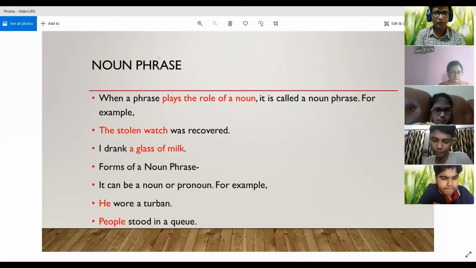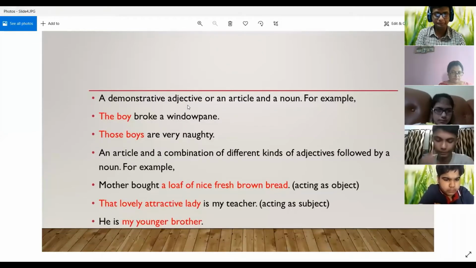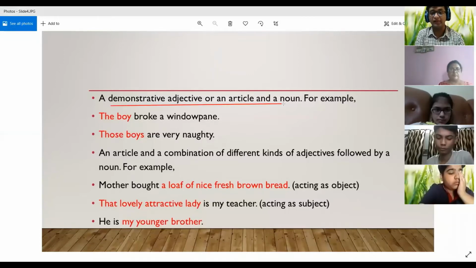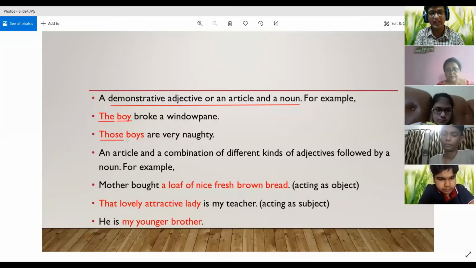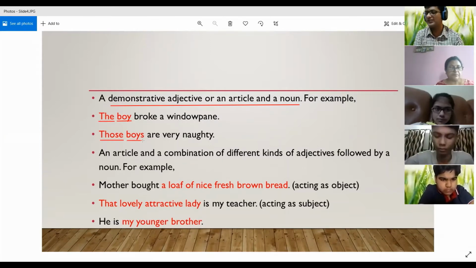Now we move on to see the other forms. Now, a demonstrative adjective or an article and a noun. So the other form that a noun phrase can take is that it can be used with a demonstrative adjective or an article followed by a noun. For example, in this case, you will find that an article is inserted and then a noun is there. Then in the second example, you will find those, which is a demonstrative adjective, and after that, again, a noun is present. So this is the second way in which noun phrases can come.